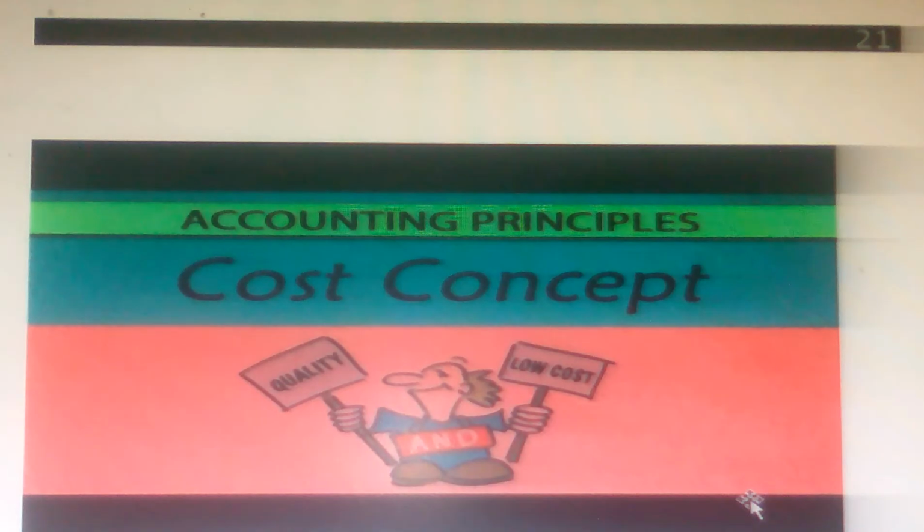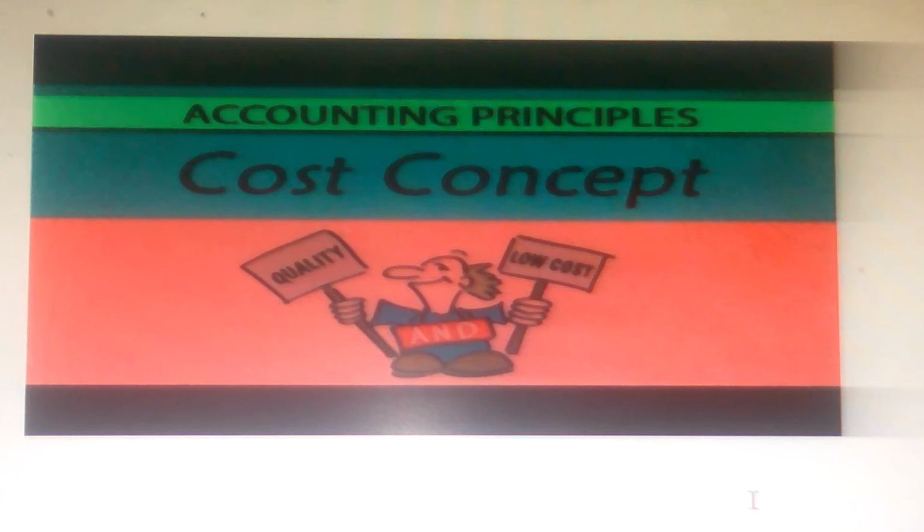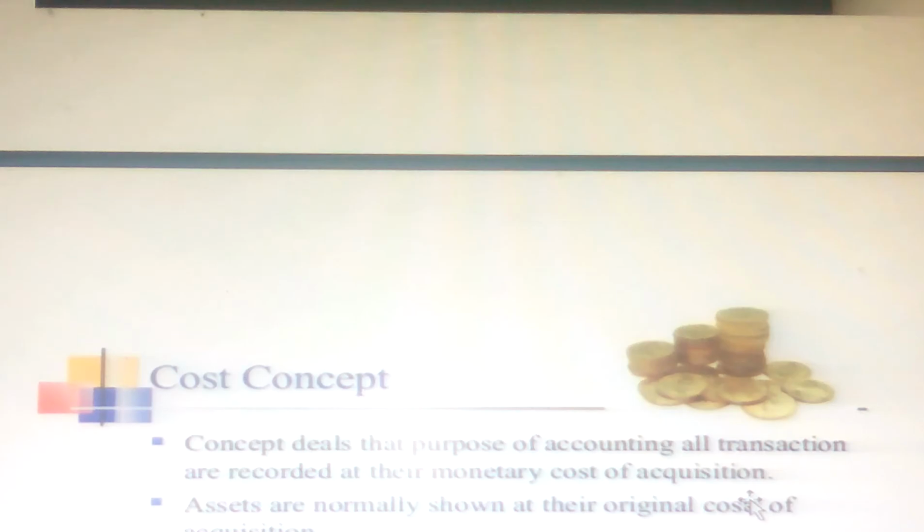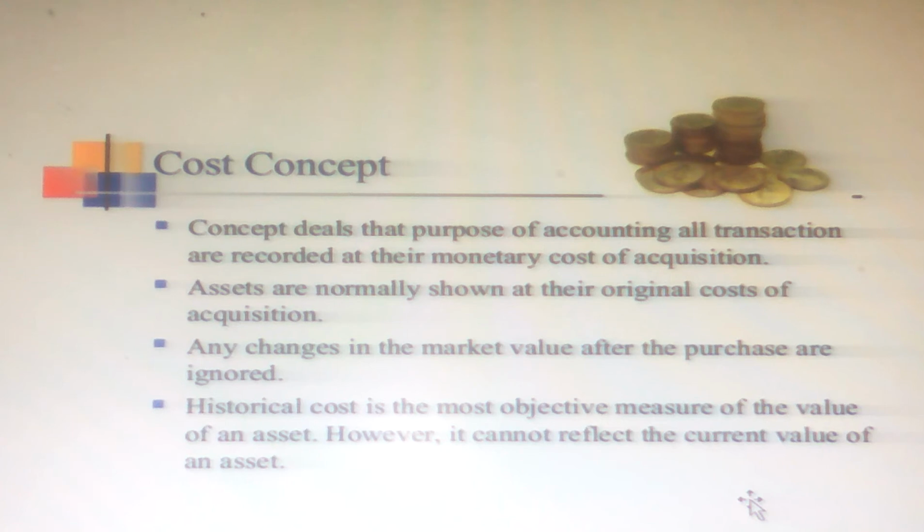Okay. Then the next one is the cost concept. What is the meaning of cost concept? Here, the cost concept deals with the purpose of accounting. All transactions are recorded at their monetary cost of acquisition. Assets are normally shown at the original cost of acquisition. Okay. Any changes in the market value after the purchase are ignored. Here the historical cost is the most objective measure of the value of an asset.